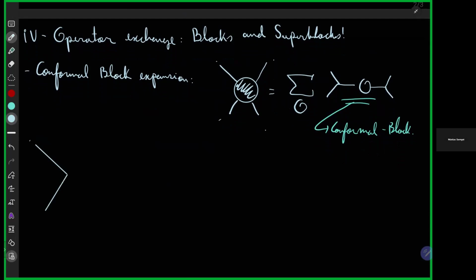So again, assume we have a 4-point function. We have an exchange operator. So 1, 2, 3, 4. And this exchange operator has isospin J and J bar, and conformal weights H and H bar. So they contribute to the 4-point function with the following function here, G_H of Z.